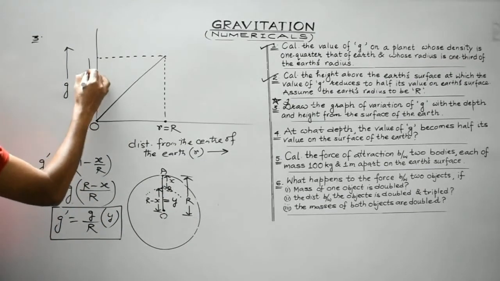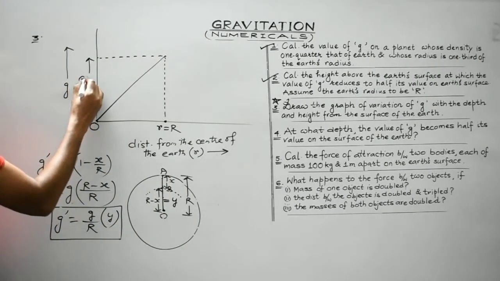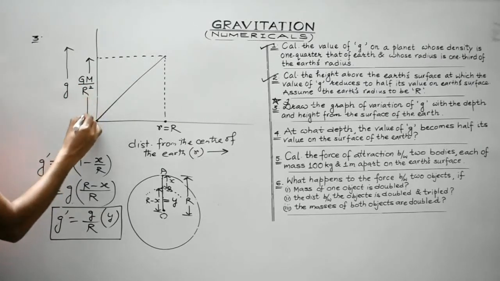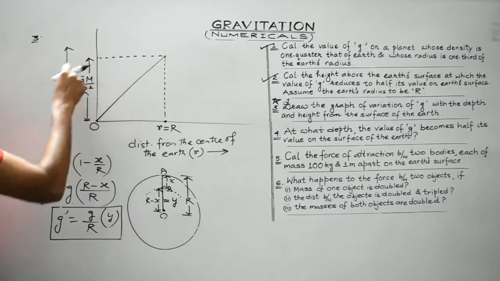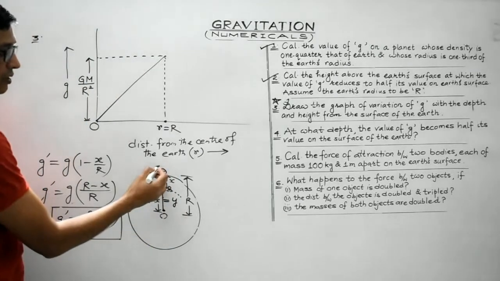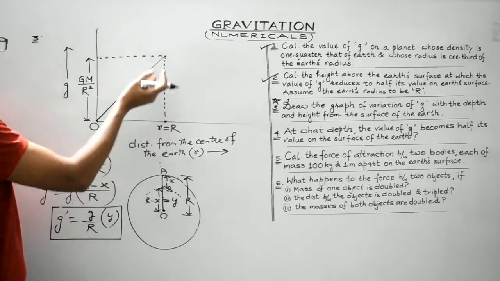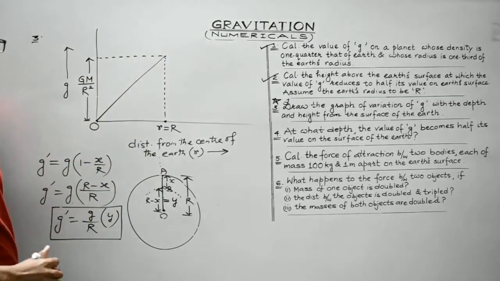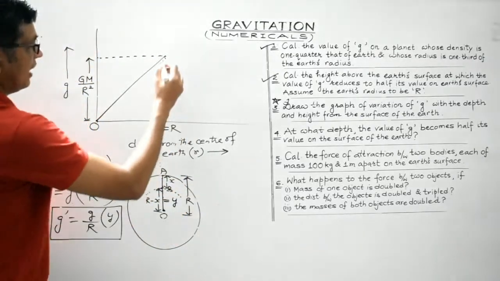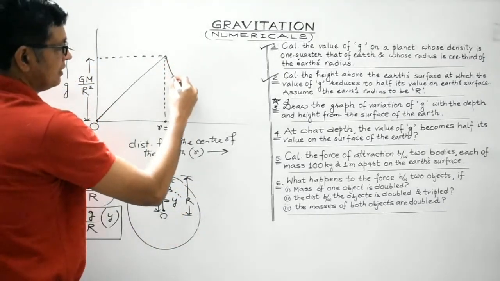So here its value is GM divided by R square. At a point on the surface, small g is GM divided by R square. Thereafter, students, if the height is increased, then we are aware small g is given by GM by R square, isn't it? So in that case, it will vary like this.